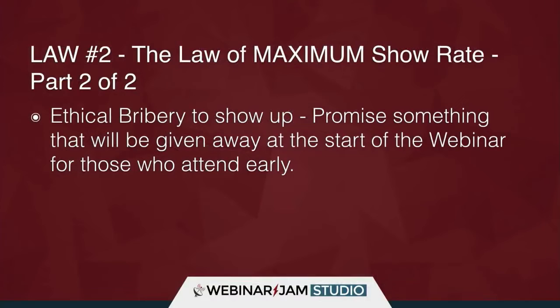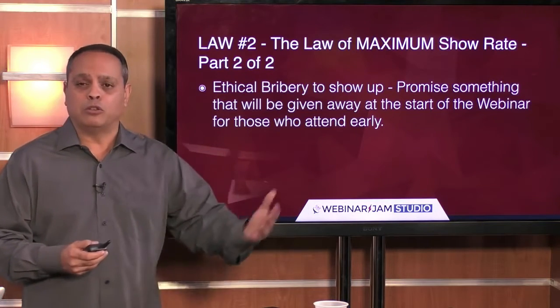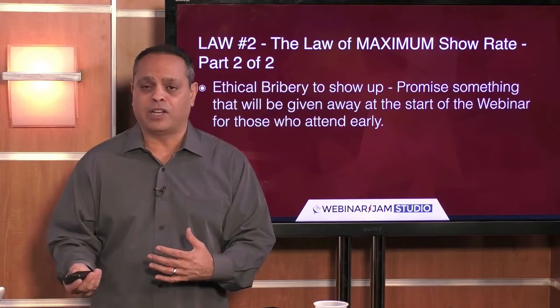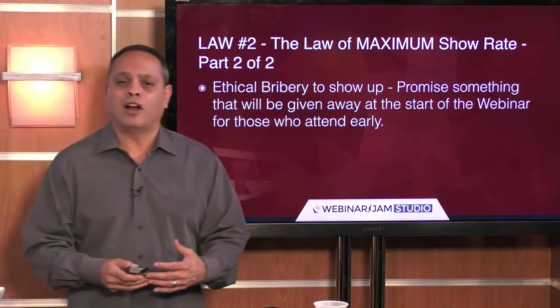Ethical bribery to show up. Promise something that's going to be given away at the start of the webinar for those people who attend early. I wonder what we did here on this presentation. And if you say to yourself, well, Mike, isn't that about like $349? Know your metrics. You can give away a $50 Apple gift card. You could give away a Google Chromecast or an Apple TV for $97 or an Amazon Echo. These things are about $150.